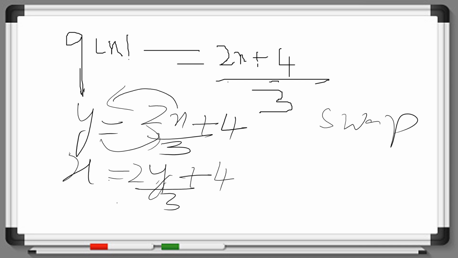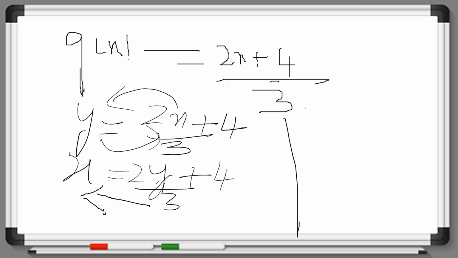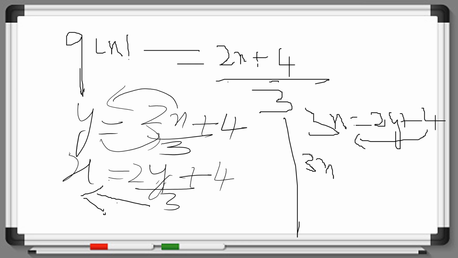I swap, boys. After swapping, now what I will do here, boys, either multiply by 3 on both sides or send the 3 to right hand side. The division changes to multiplication, so it becomes 3 multiplied with x. 3x is equal to 2y plus 4. Then I send 4 on the other side, that is 3x minus 4 is equal to 2y.